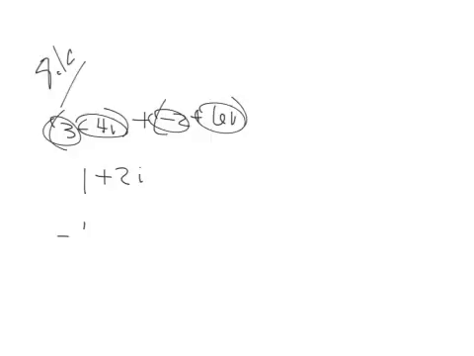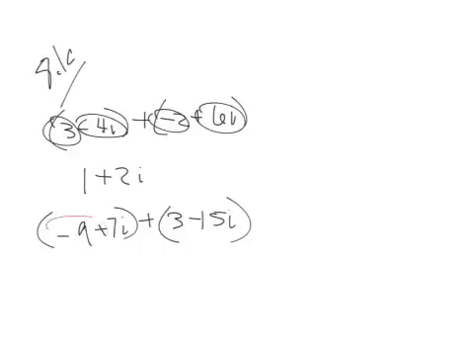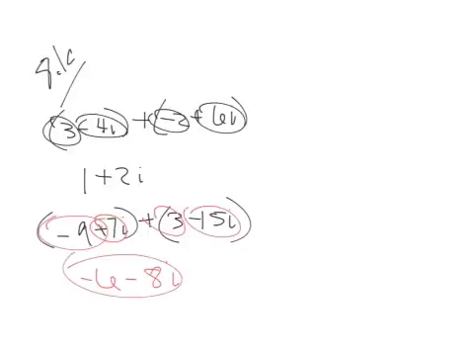So if we have -9 plus 7i, and we're adding 3 minus 15i, we're going to add -9 and 3 and get -6, 7i and -15i and get -8i, and be done. Okay? So nothing really crazy with that, but I would like to do a few more, because you're going to get some with these doggone negative signs right there.